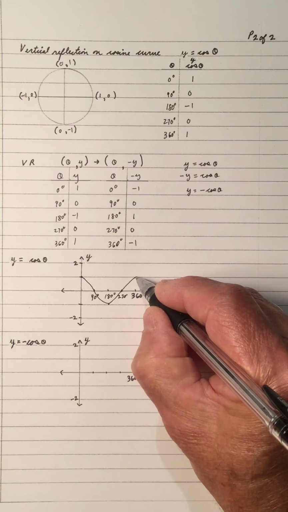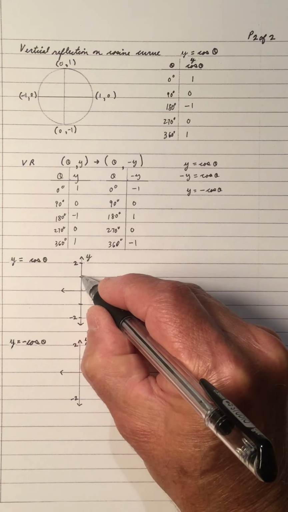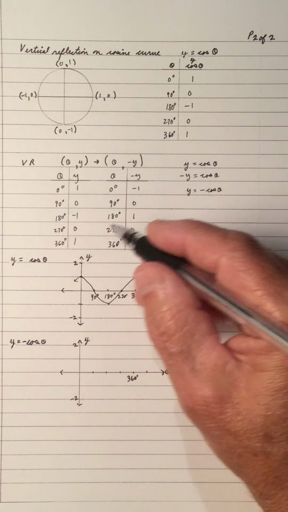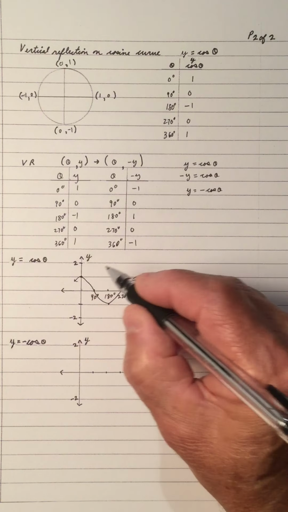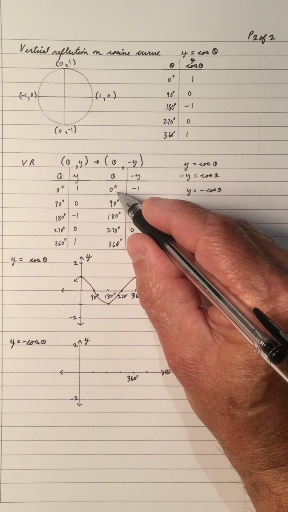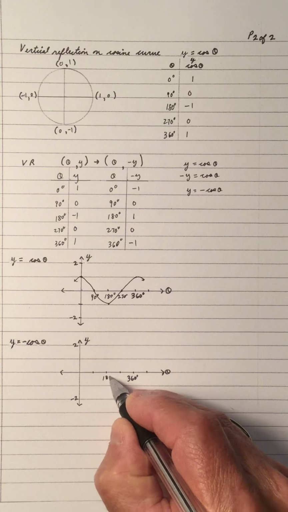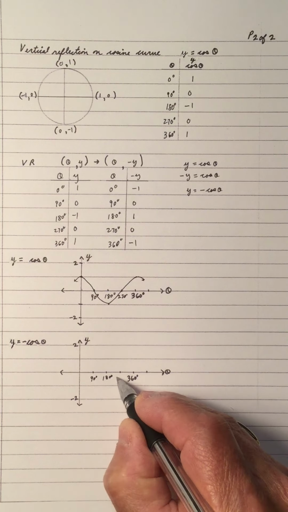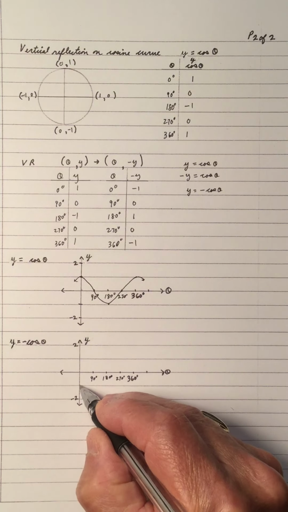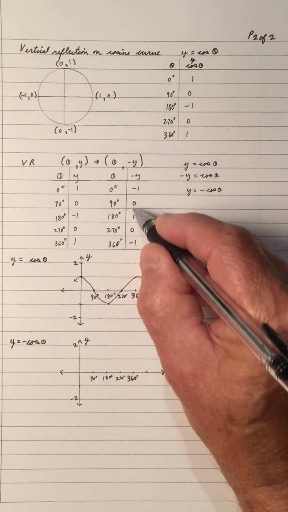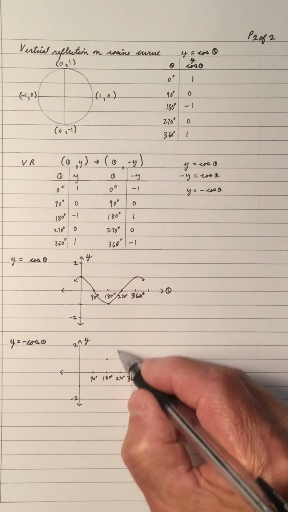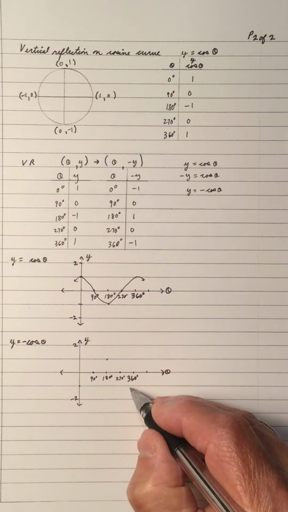This continues on, so note that this goes on like this, and this goes on like this, continuous. But notice that it's reflected, so that means this 1 becomes a negative 1. So let's look at the reflection. Again, this is 180, this is 90, this is 270. So right here, 0 gives me a negative 1. 90 gives me a 0, 180 is a 1, 270 is a 0, 360 is negative 1.